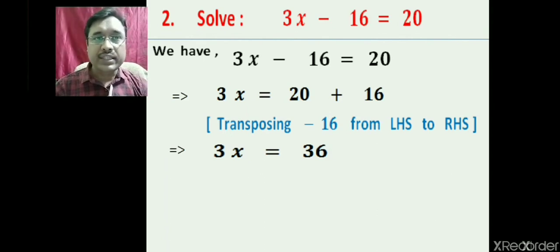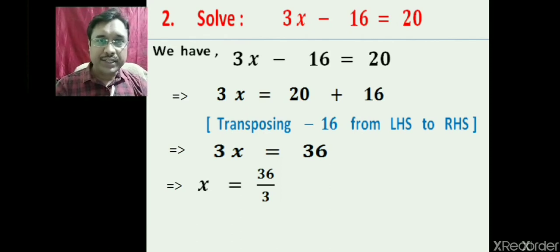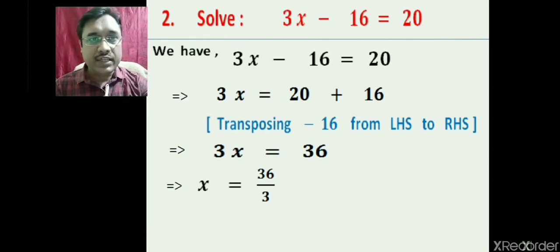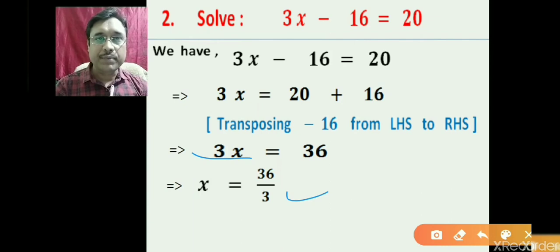Now divide both the sides by 3 to remove this 3 from the left side so that you can find the value of x. The same you can do by the transposition method also: this 3 you can take to the right side. If 3 is multiplying on the left side, then on the right side it will divide. That means the operation becomes opposite. The multiplication will change to division. The same number 3 will divide on the right side.